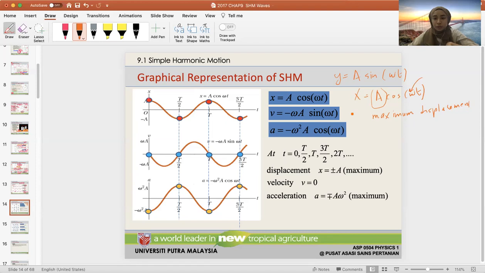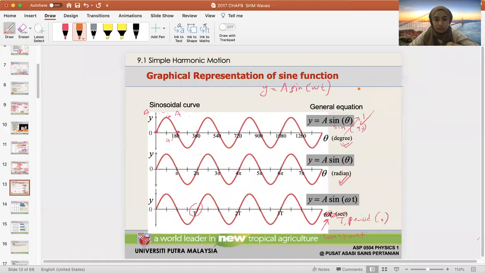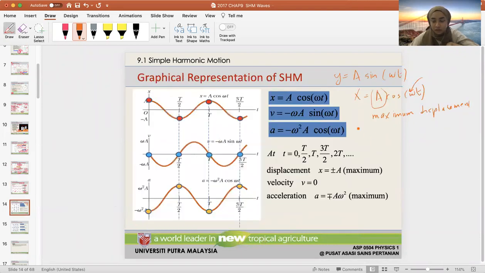Okay. So tadi kita dah belajar differentiate V and A. So the equation for V of X is minus A omega sine omega t. Kita differentiate ni ya, kita dapat yang ni. And then for acceleration, our equation is minus omega squared A cosine omega t. So this is what we had after we differentiate, right?